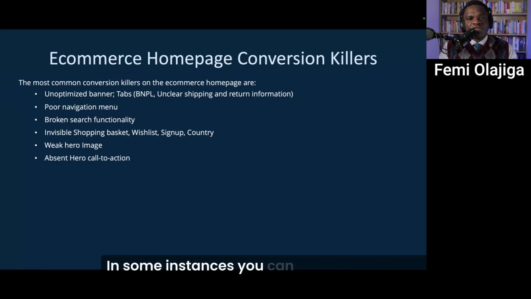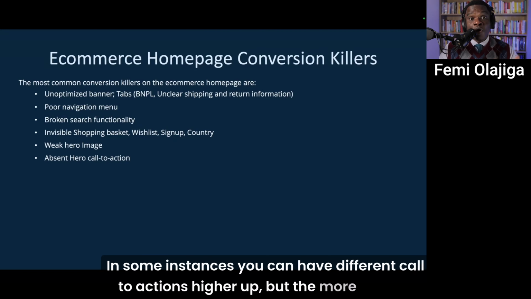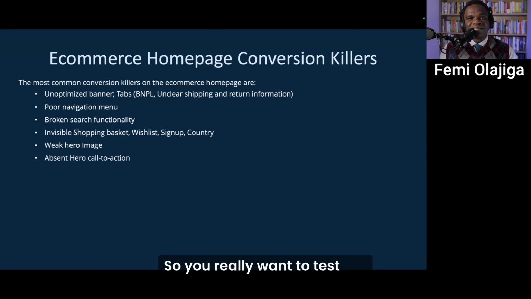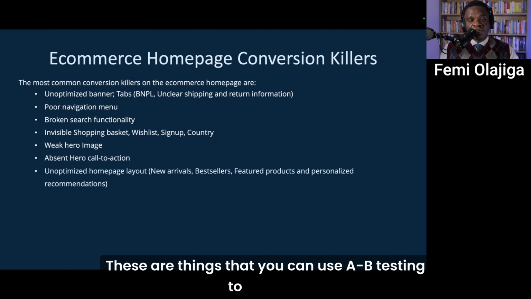In some instances, you can have different calls to action higher up, but the more options you give people, the more confused they become. So you really want to test, is it okay to have just one CTA or two? Is it okay to have a CTA that is static? Is it okay to have a floating CTA? These are things that you can use A/B testing to find out.